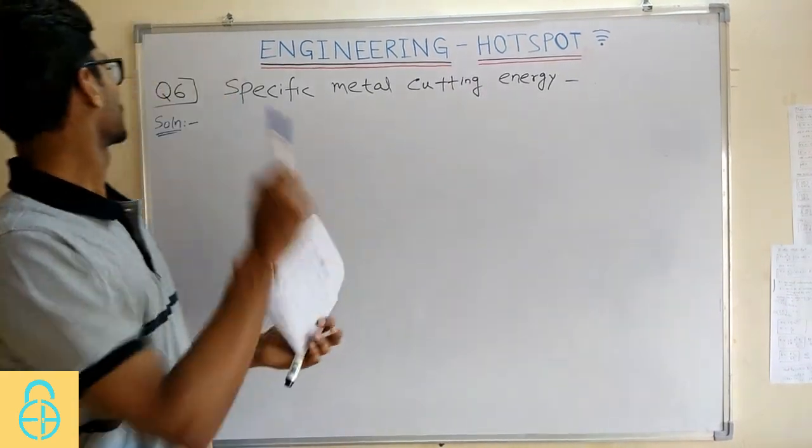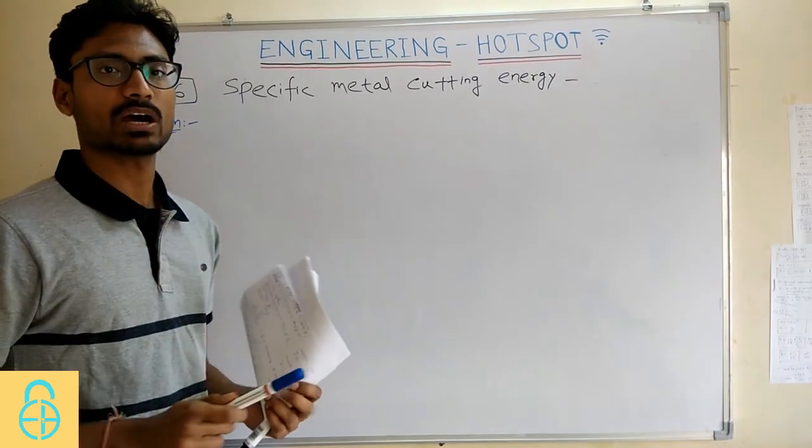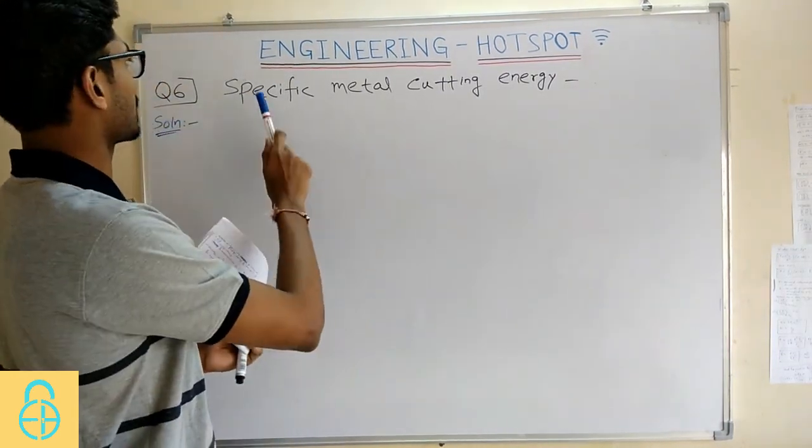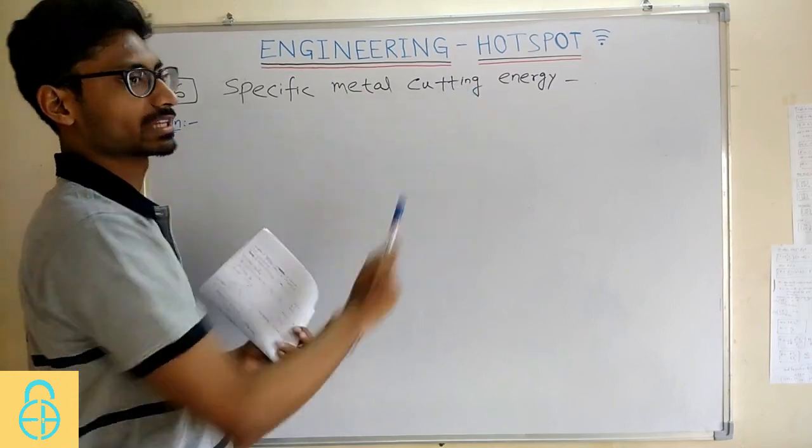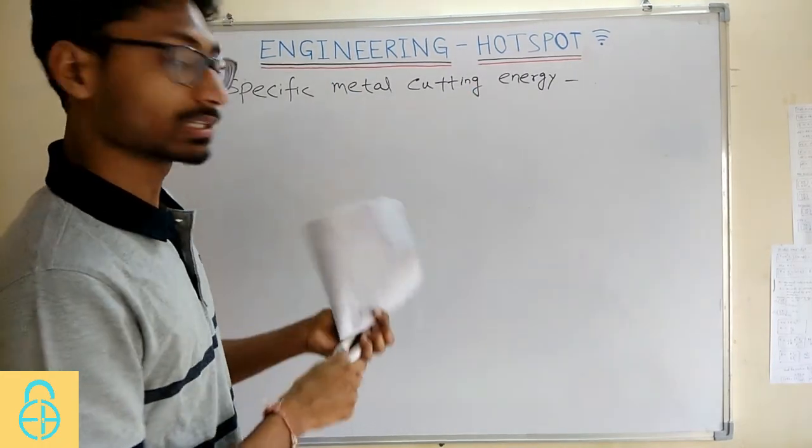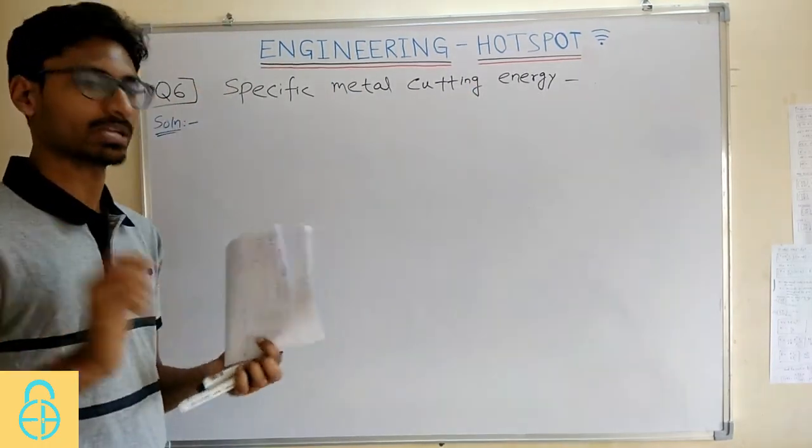Paper. So this is question number 6. You can check our question paper. In this question, they have asked the specific metal cutting energy, and they have given 4 options. So let's see what is specific metal cutting energy.